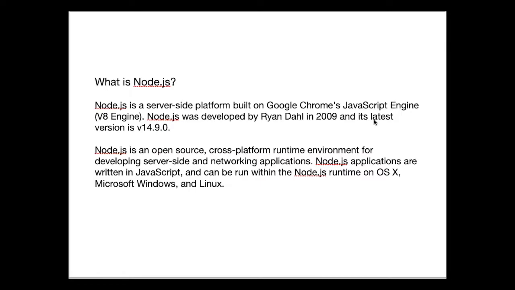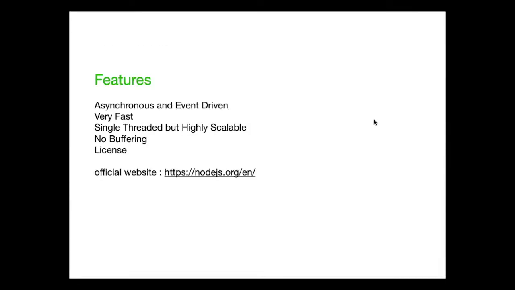So what are the features of Node.js? In the features of Node.js, it is simply written that Node.js is asynchronous and event driven. It is very fast. It is single threaded but highly scalable. It has no buffering and it is licensed. So let's talk about the first feature of Node.js, that is asynchronous and event driven.